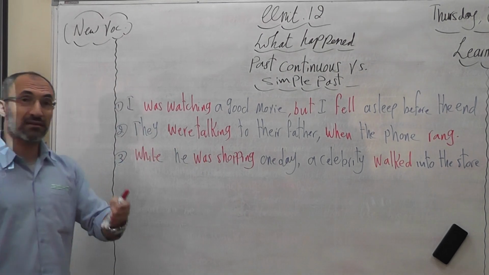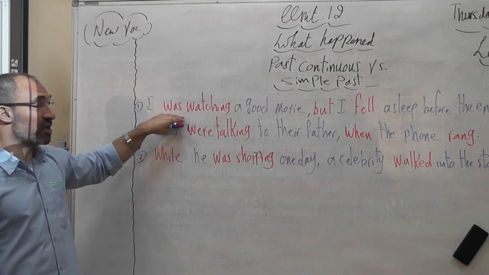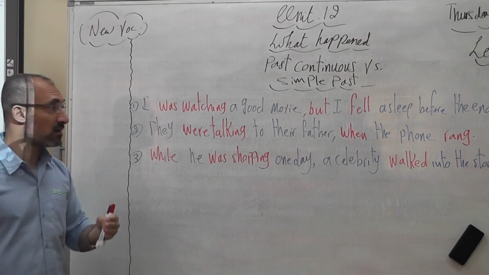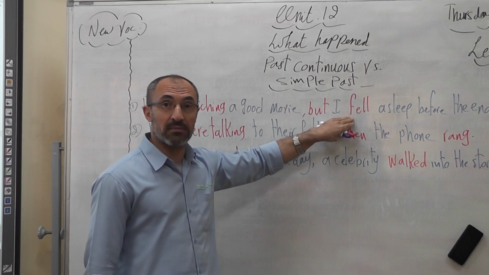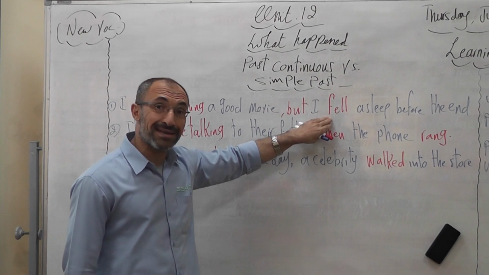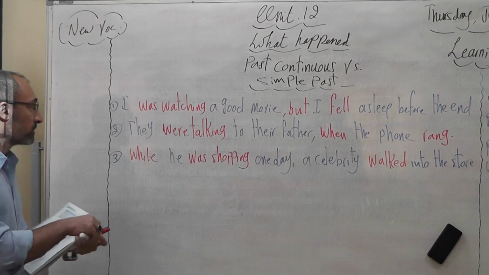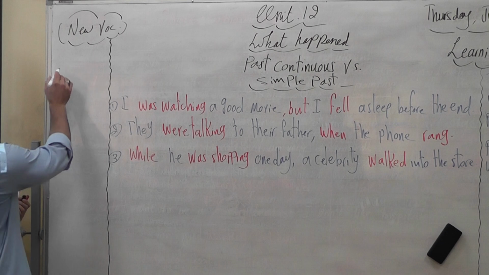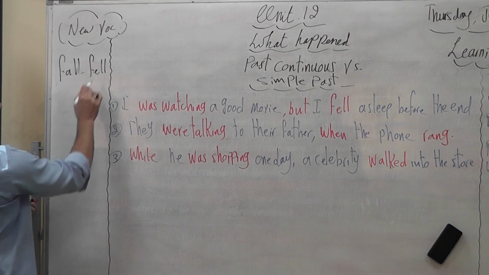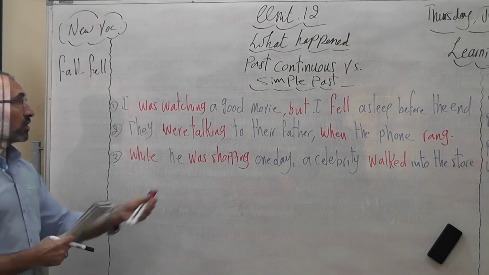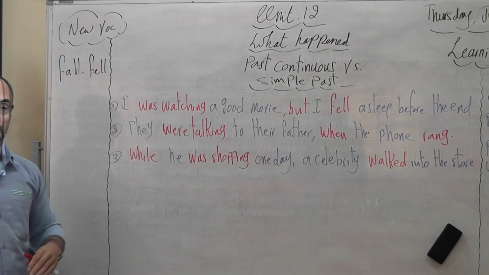So, what I was doing was that I was watching something. Then I fell asleep. So fell here came in the form of the simple past tense. Fell is the past of fall. So we have fall and the past is fell. As for watching, it's our past continuous action.